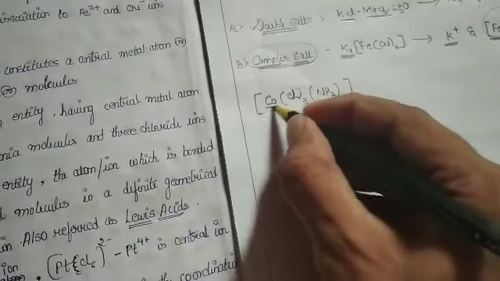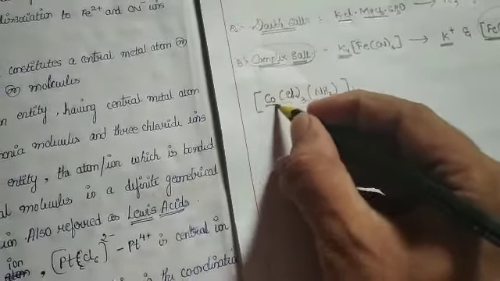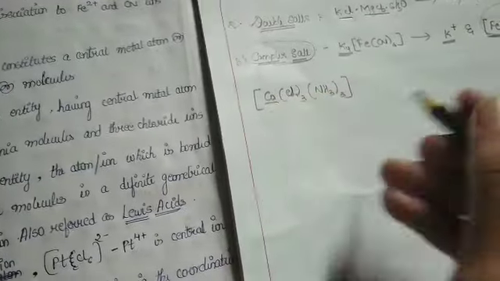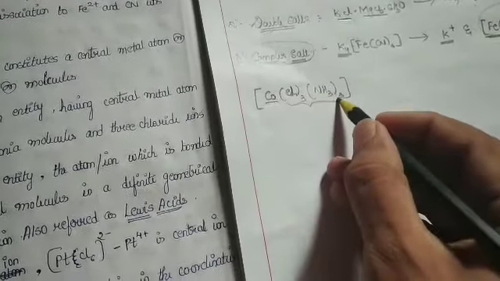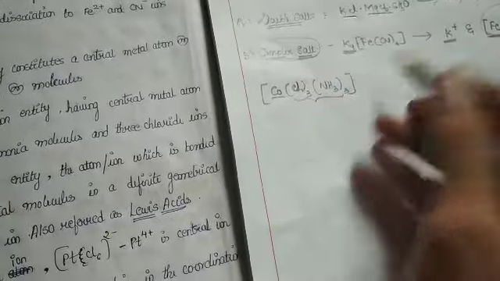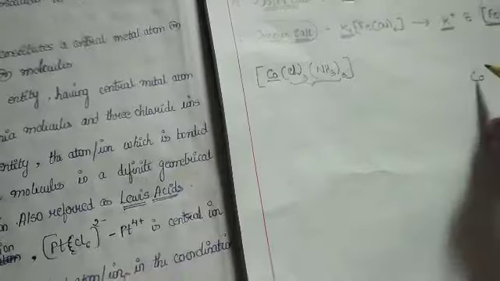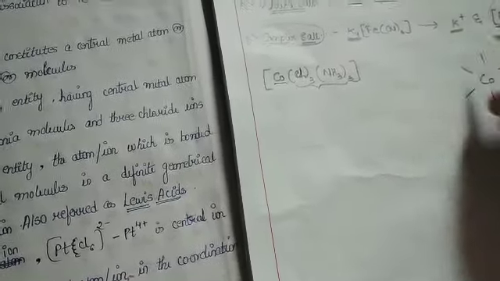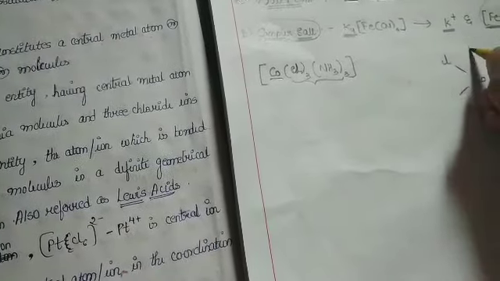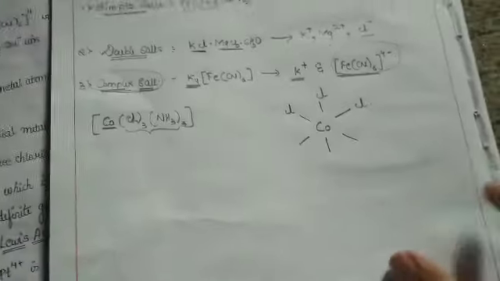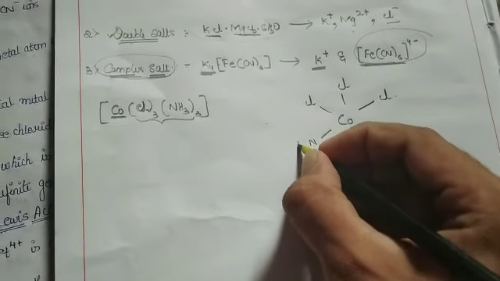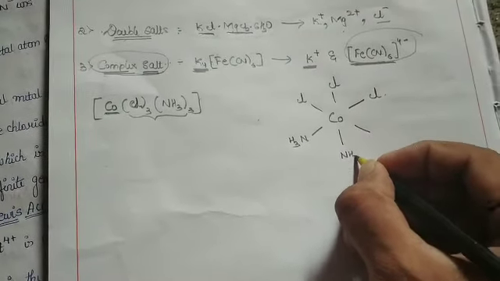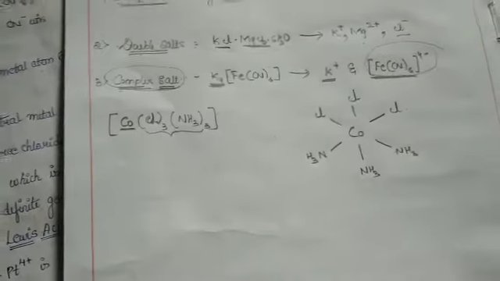So what does coordination entity mean? Whatever the metal is over here is called the central metal atom, and the species bonded to this cobalt are shown in this shape: Cl, Cl, Cl, and NH3, NH3, and NH3. You could just notice over here.